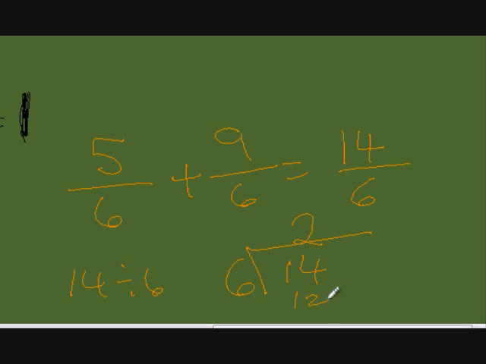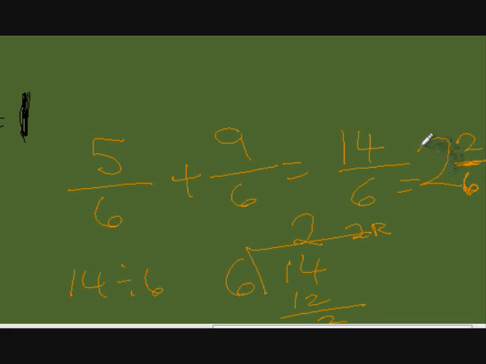Okay, so we're going to put the 12 down here because 2 times 6 is 12. And then we've got 2 left over. So now we've got 2 with 2 as the remainder. 14 over 6 equals 2 whole pizzas with 2 as a remainder. And what do we put under the 2? You got it, sixths. 2 and 2/6.